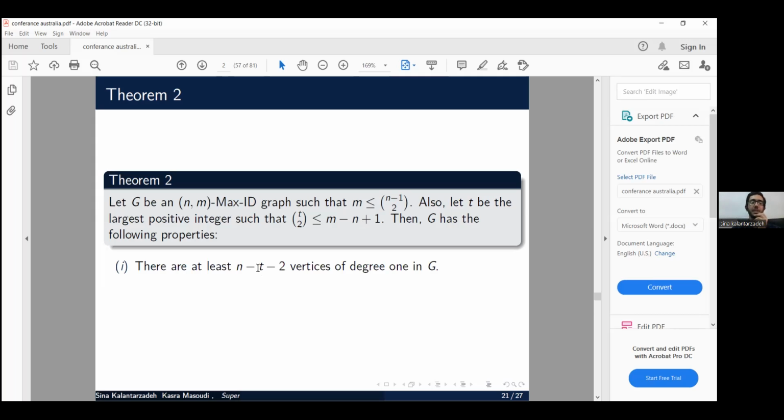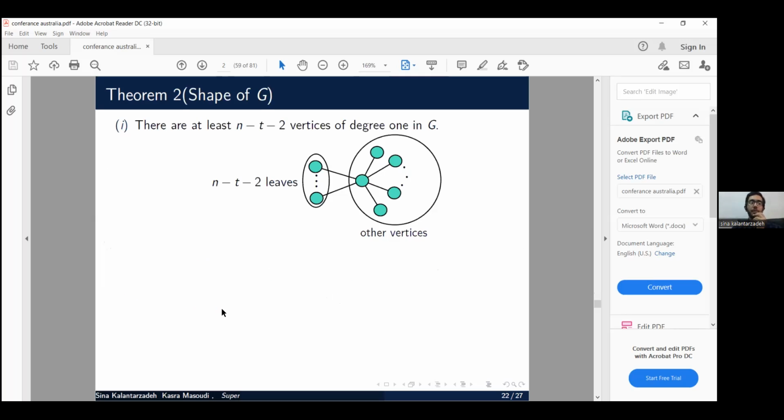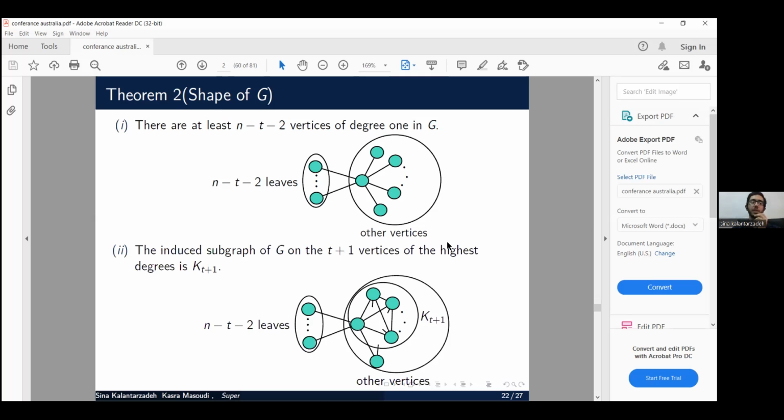The first property is that G has at least n minus t minus 2 vertices of degree 1. And the second one is that the t plus 1 vertices of the highest degree in G form a K_{t+1}. This is the schema of these two properties.